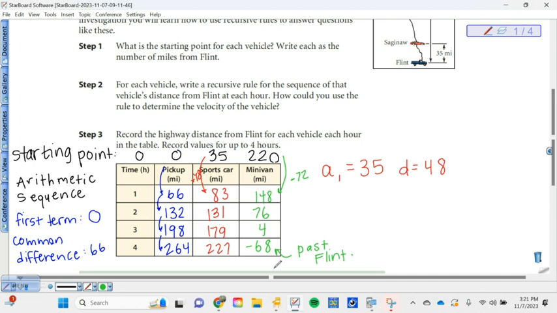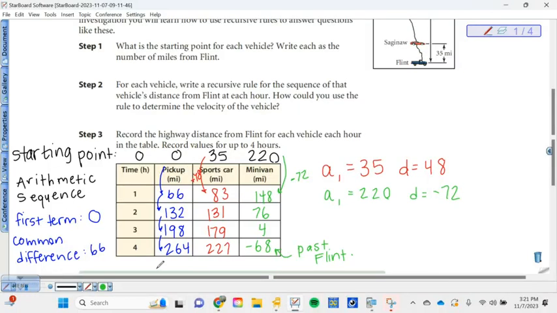And if we talked about our minivan as an arithmetic sequence, what is the first term of that sequence? And the common difference? Good, negative 72. Right, when I had the positive common difference, my relationship is increasing. When I have the negative common difference, it's a decreasing sequence.